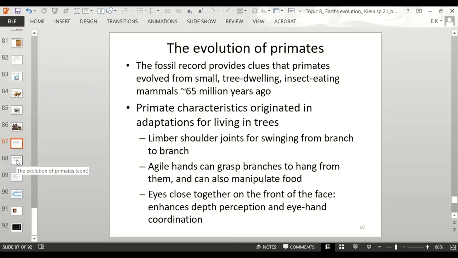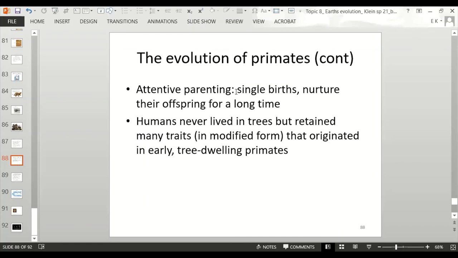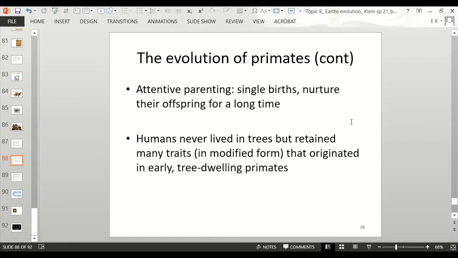Also, primates are attentive parents. So they generally have single births and they nurture their offspring for a long period of time. Now, humans never lived in trees, but humans retained many of the traits in a modified form that originated in early tree-dwelling primates.